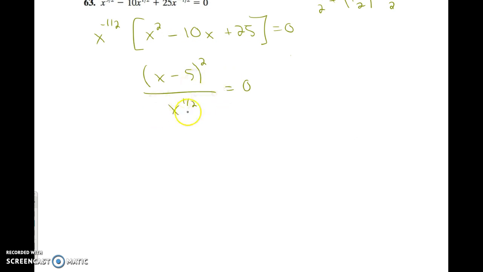So when we get these problems, anytime you have a fraction equal to 0, you basically ask yourself, when does a fraction equal 0? It doesn't matter what's on the bottom, as long as the top is 0, the fraction equals 0. So a fraction equals 0 when the top equals 0 and the bottom doesn't. So when x equals 5.